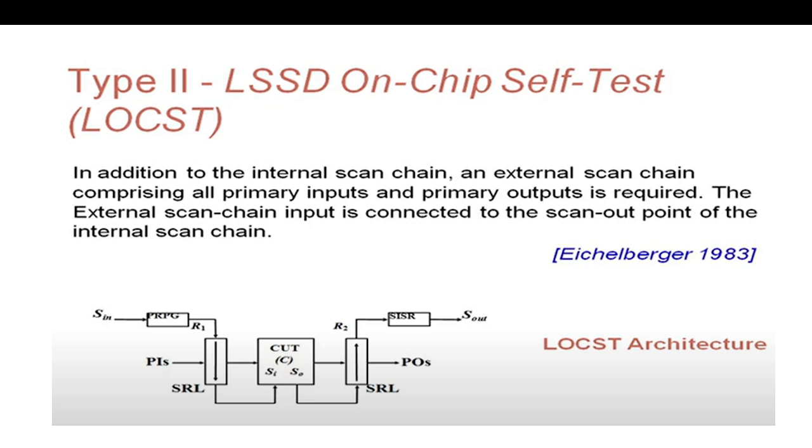The second one is the LSSD on-chip self-test. In this, we have scan chains. We already have internal scan chains, and to that we add some external scan chains. So in this method we have both internal as well as external scan chains.